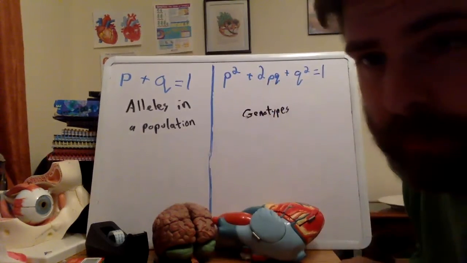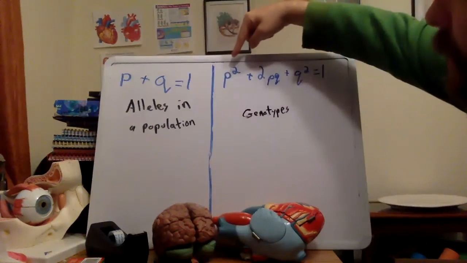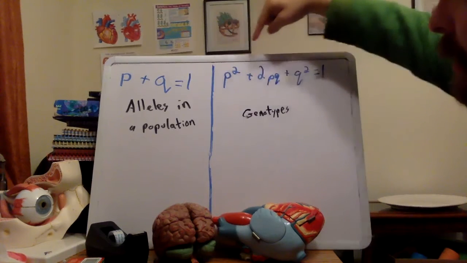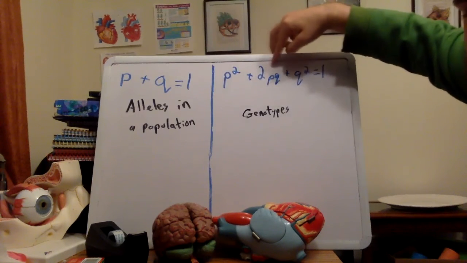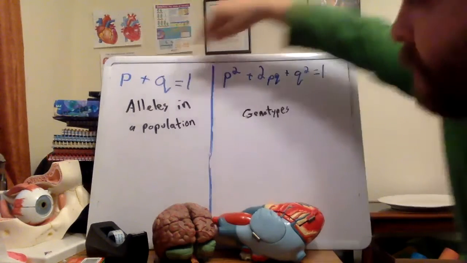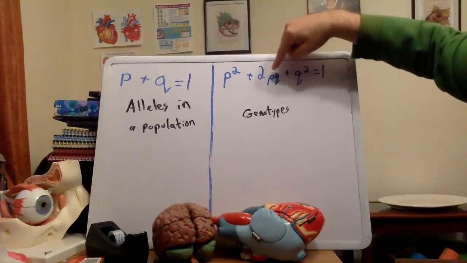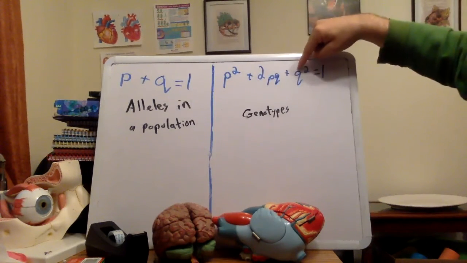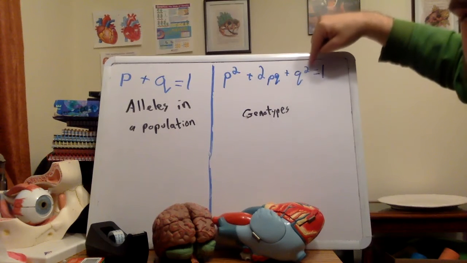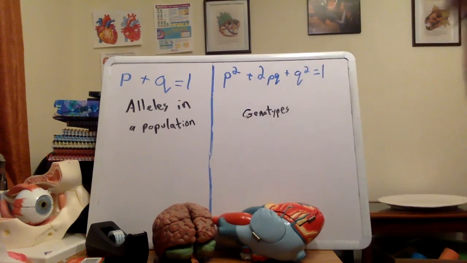You don't remember that word from last chapter? Homozygous dominant, meaning two dominant alleles. Heterozygous, meaning a dominant and a recessive. Remember, P is dominant, Q is recessive. And then Q squared is two recessive alleles.